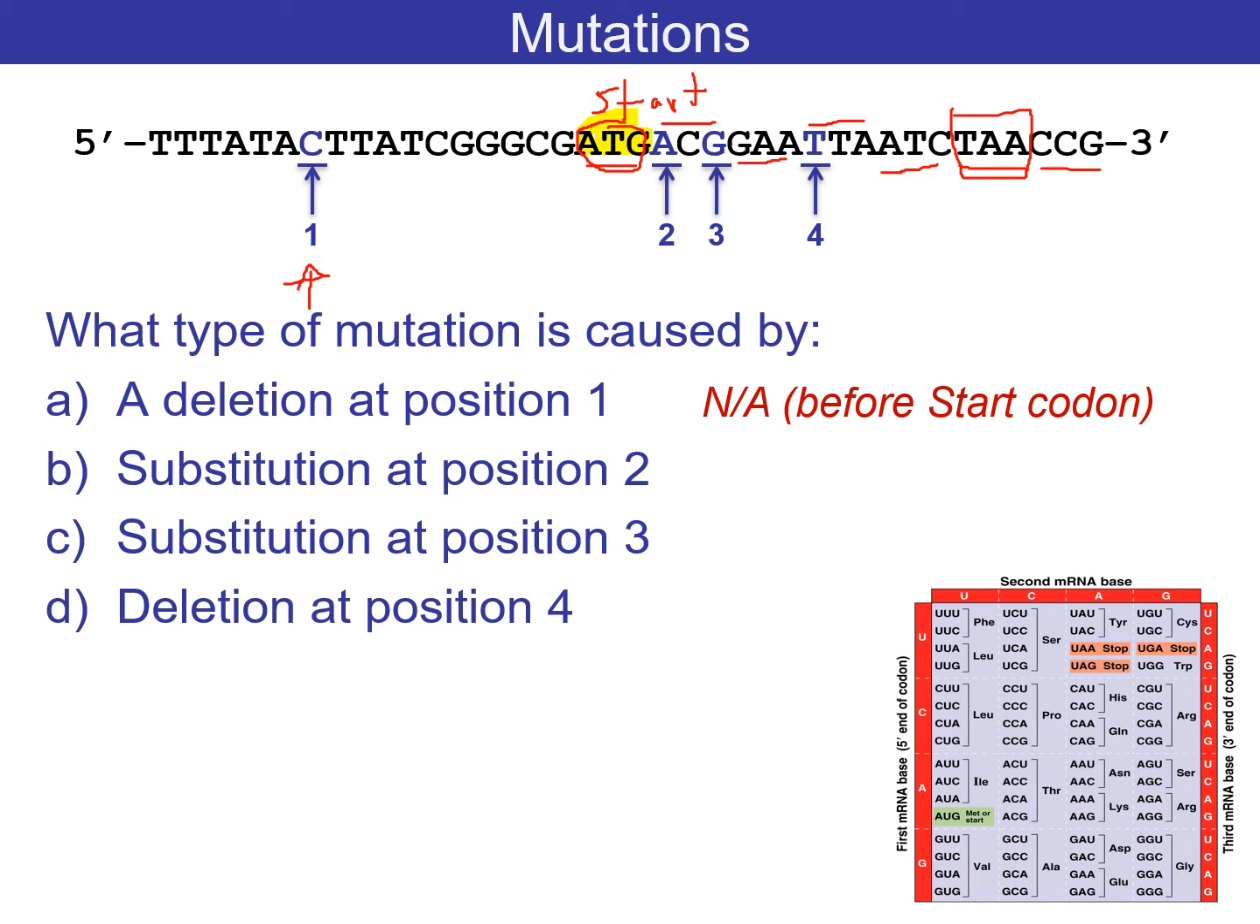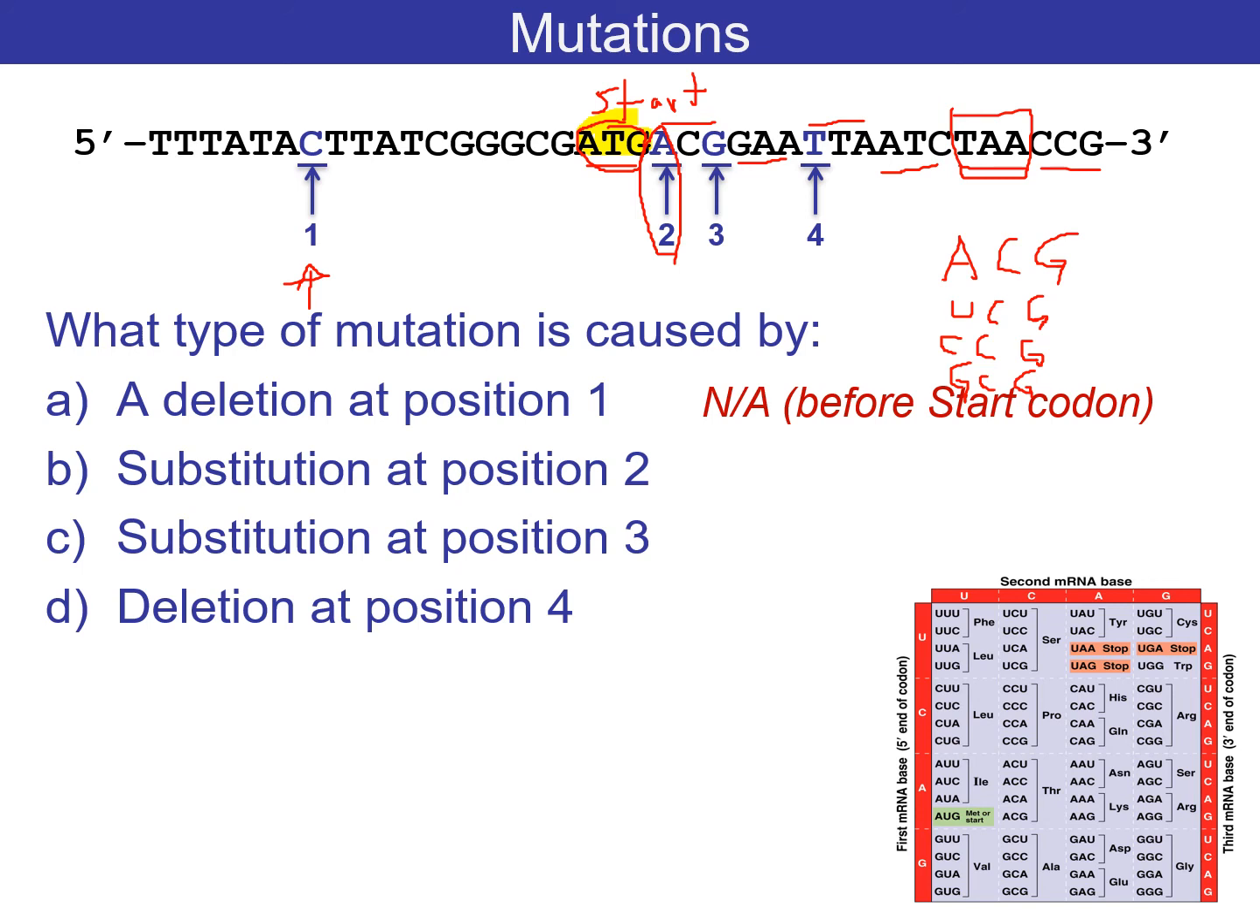So question number 2, what would happen if we had a substitution at position 2? So here is position 2. So in this case, we're changing our A, C, G to something else. So we could have a UCG, we could have a CCG, or we could have a GCG.